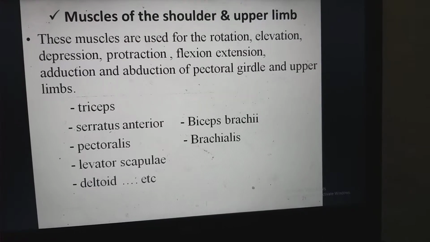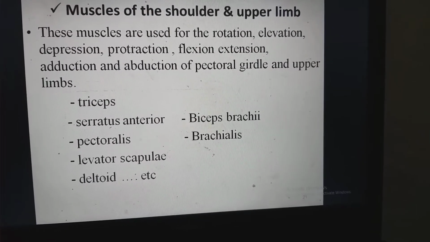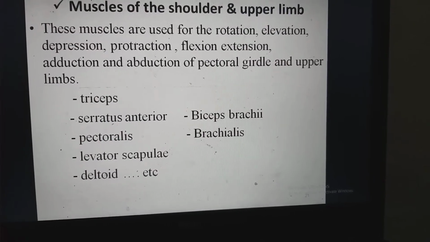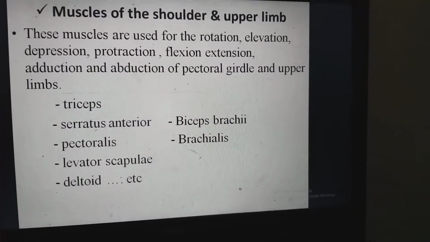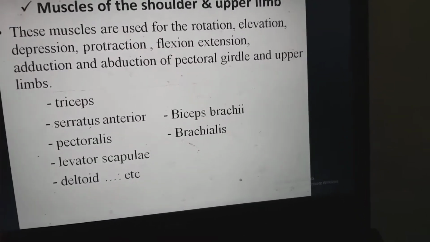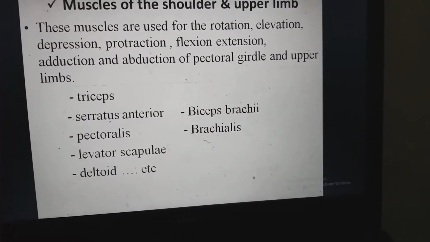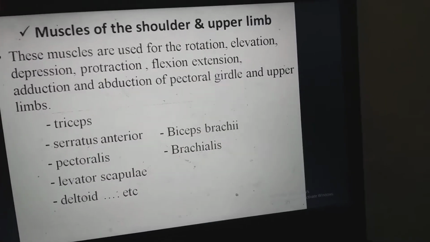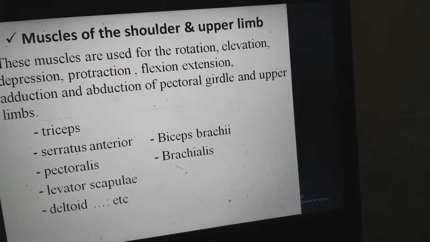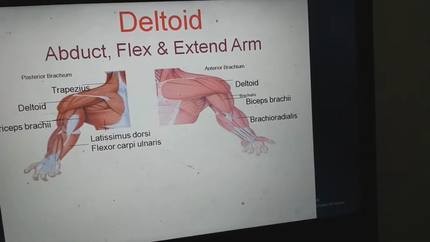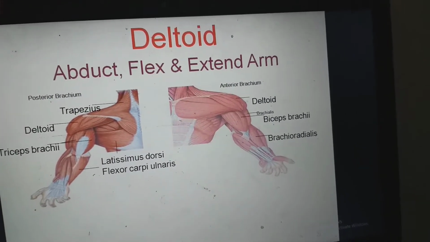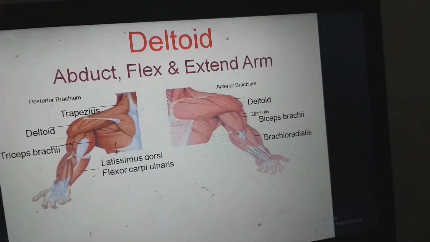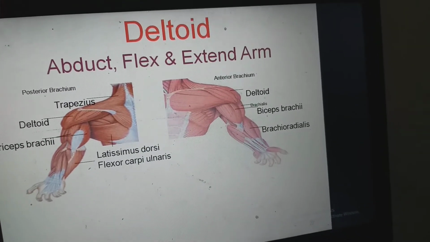These muscles are used for rotation, elevation, depression, protraction, retraction, extension, adduction, and abduction of the pectoral girdle and the upper limbs. They include triceps, serratus anterior, pectoralis, levator scapulae, deltoid, biceps brachii, and brachialis. You can observe them here. Those muscles abduct, flex, and extend the arms. So anteriorly, around the arm, you will have three muscles. That is, biceps brachii is there.